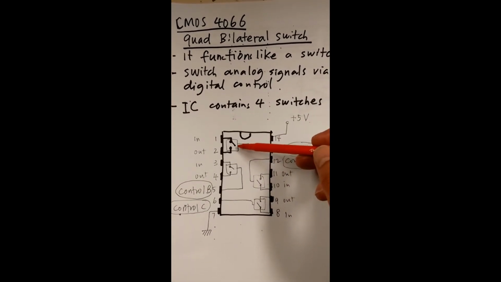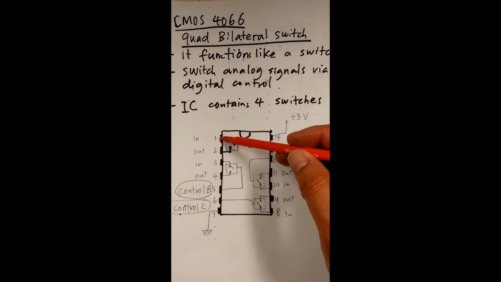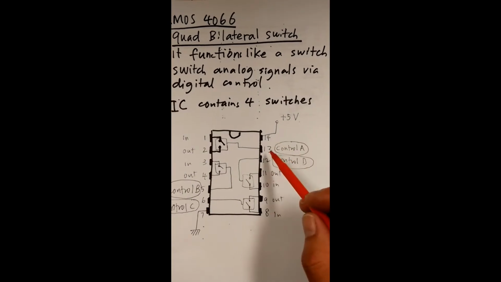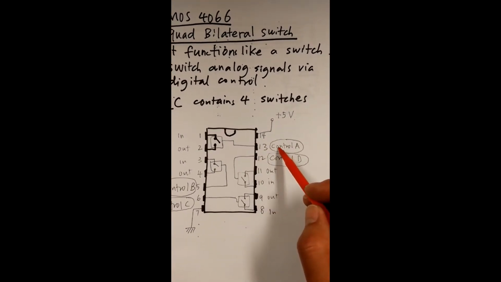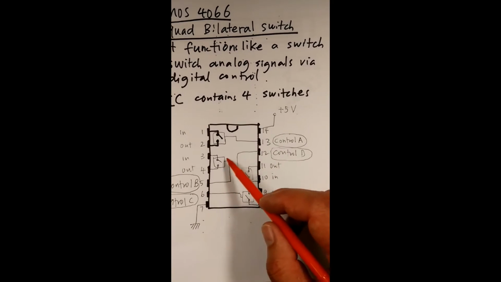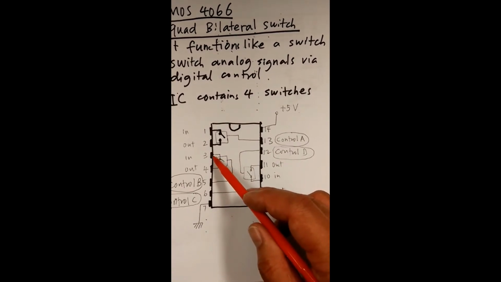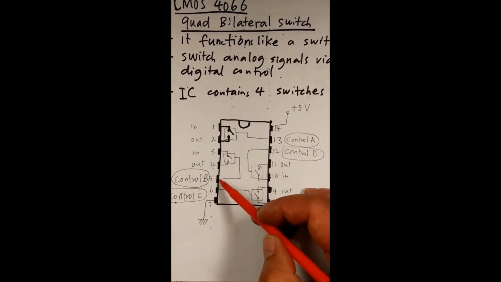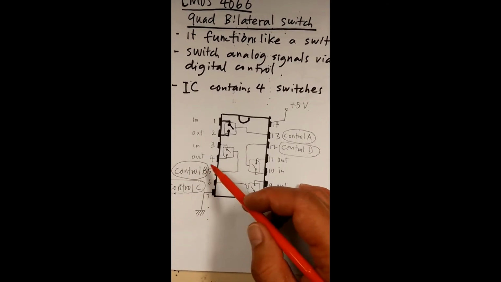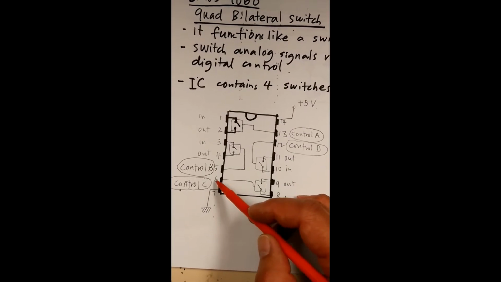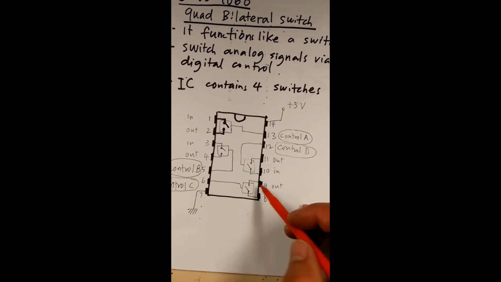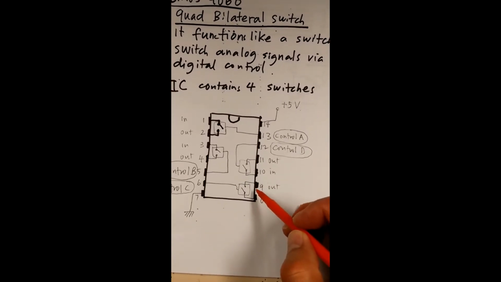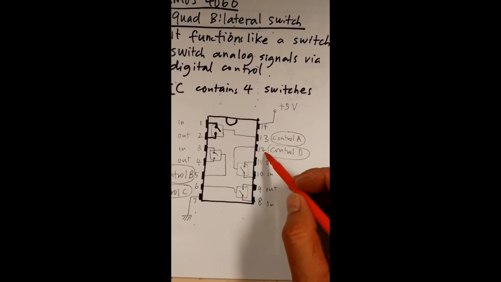You can count, you have the four switches. So input, output, pins 1 and 2, and this switch is controlled by pin number 13. This is called control A. Then we have another switch between pins 3 and 4, controlled by pin number 5, so they call it control B. Similarly for control C: the switch is pins 8 and 9, and then 10, 11, and so on.